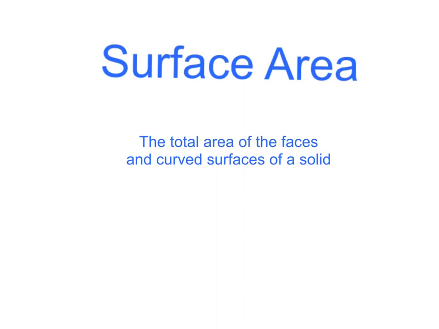In today's lesson, we'll be studying surface area. Surface area is the total area of the faces and curved surfaces of a solid. We look at surface area when we talk about things like painting the walls of a room or when we look at wrapping a present.